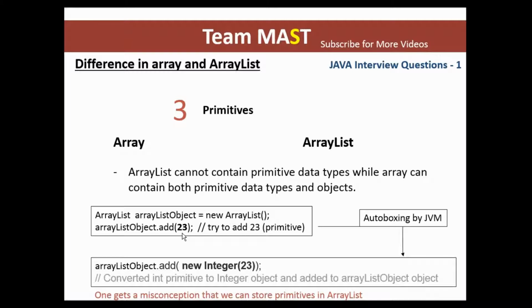If you try to add, let's say, 23 to an array list object, what you're trying to do is add a primitive, but autoboxing by the JVM happens, and this primitive is converted into an object of integer type. So this is a misconception, that we can store primitives in an array list, but we cannot.